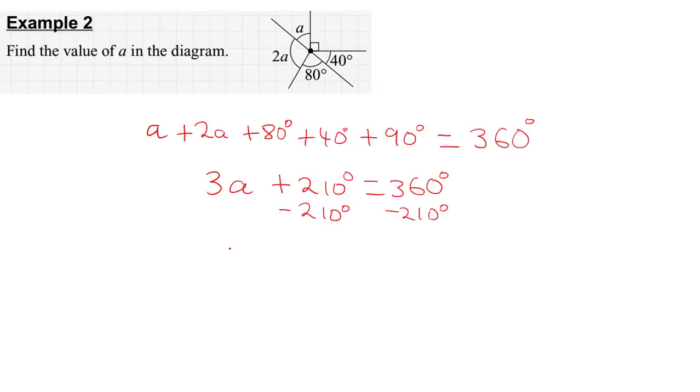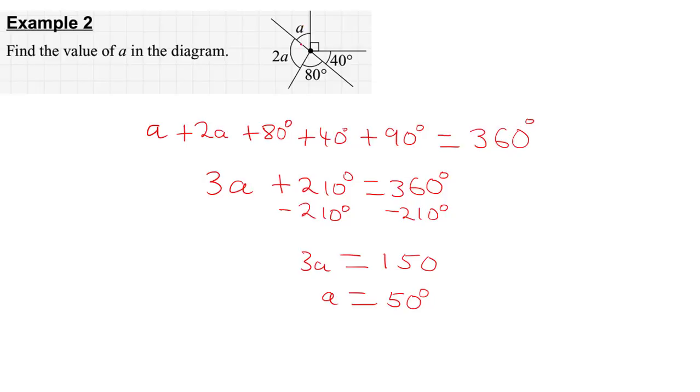Now this 3A is still there on this side. However, this now becomes 0. And on that side, I now have 360 take away 210, which is basically going to be 150. So 3A is 150. If you want to write it a bit closer, you can say 3A equals 150. Now to find what 1A is, you need to split the 150 between 3. So A equals 150 divided by 3. 150 shared into 3 becomes 50 degrees. So this angle here is going to be 50 degrees.